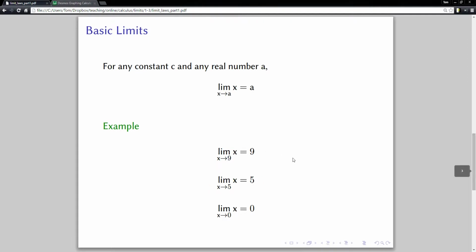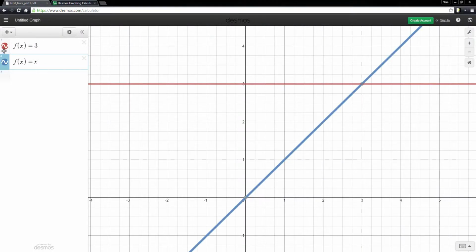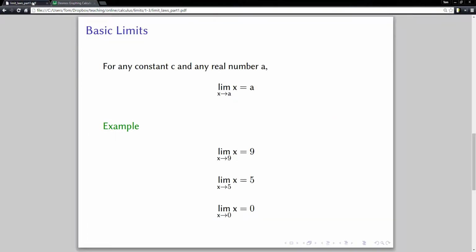The next basic fact about limits is the limit as x goes to a of the function x is equal to a itself. So again, that's not hard to see why that's so. If I take a look at the function f of x equals x, and I look at some points on that function, it's not hard to see that every single point on that function has the same x value and the same y value itself. So whatever x approaches, the output, the y values, are going to be exactly the same.